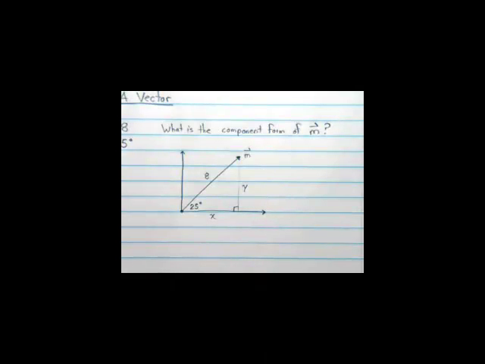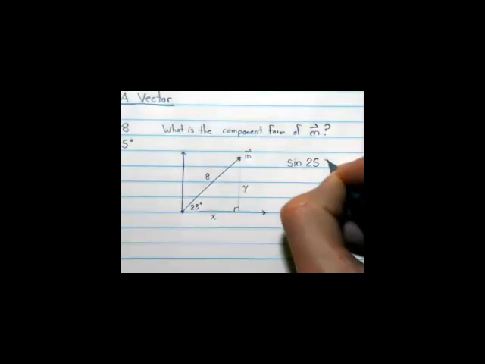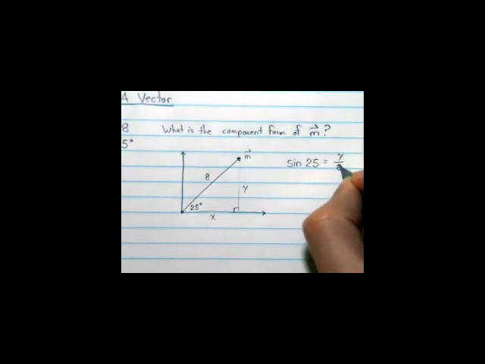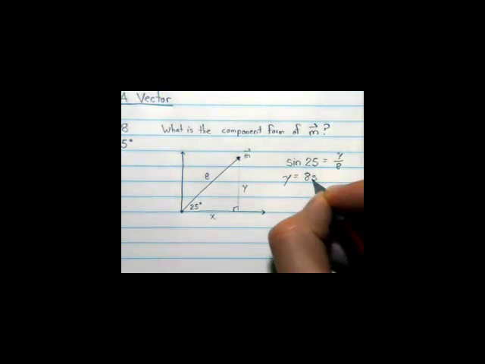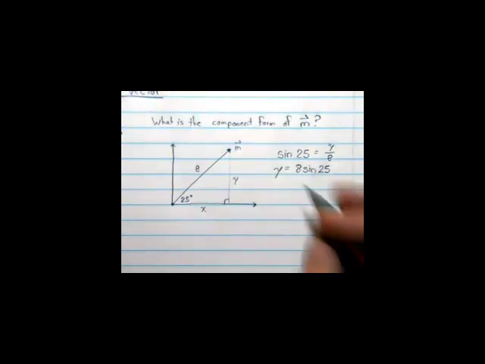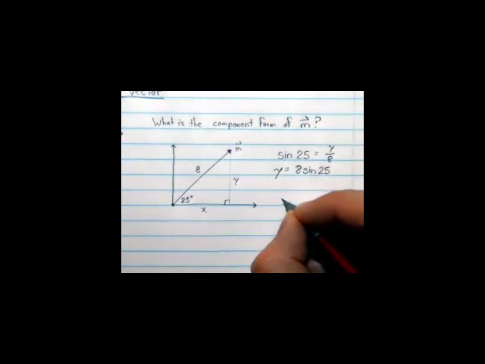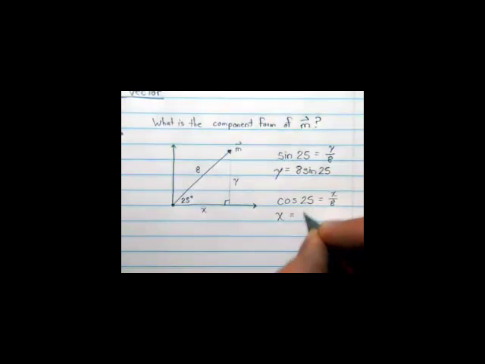Yeah. So if you set it up as sine of 25 equals y over 8, and then you can just multiply the 8 to the other side. Yeah. So y equals 8 times the sine of 25. And then what about x? What can I do with that? Otherwise, you can do the cosine. So x equals 8 times the cosine of 25.